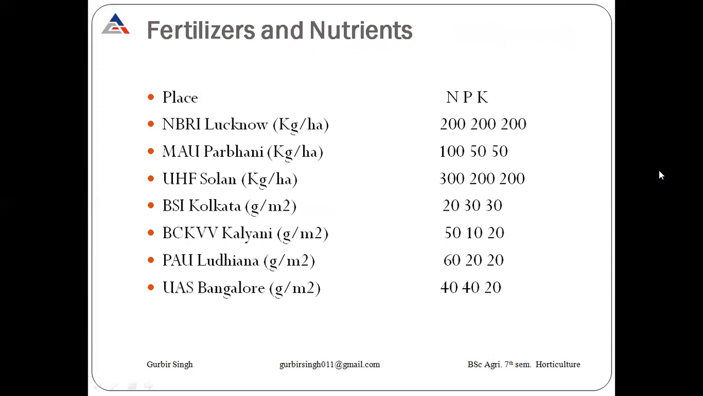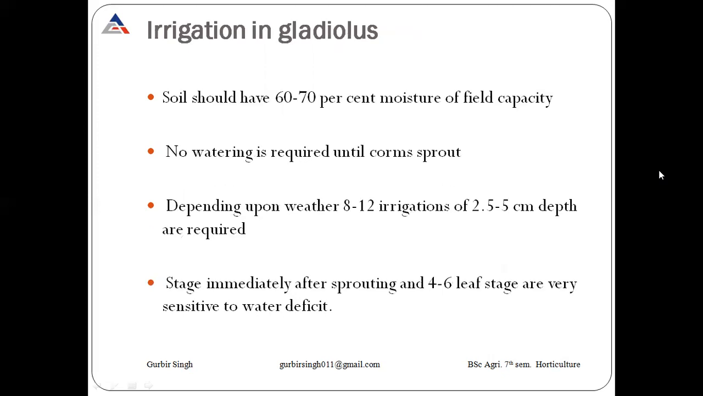Next is fertilizers and nutrients. NBRI Lucknow recommends nitrogen 200 gram, phosphorus 200, and potash 200 kilogram per hectare. PAU recommends nitrogen 60, phosphorus 20, potassium 20 gram per meter square.